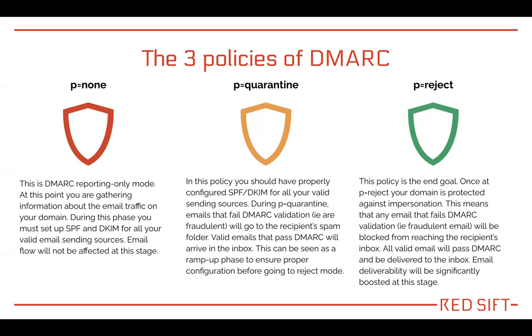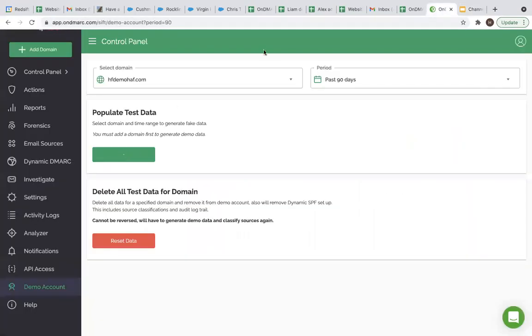Now, the end goal that you want to get to is P reject. We target our customers to get there in about 6 to 8 weeks. Once you get to reject, again, any of those DMARC failing emails that by this point will be illegitimate spoof mails, you're instructing whoever receives that email to block the email entirely and send you back a report. So that's a little bit of a background to DMARC. Let's have a look at our demonstration.